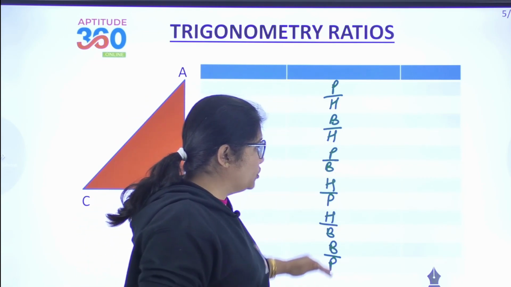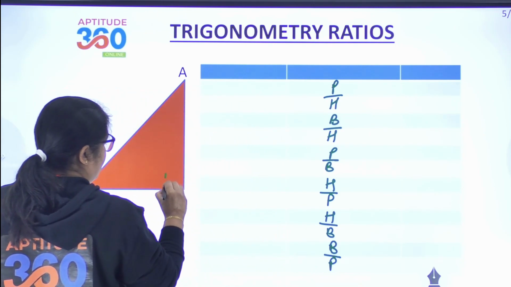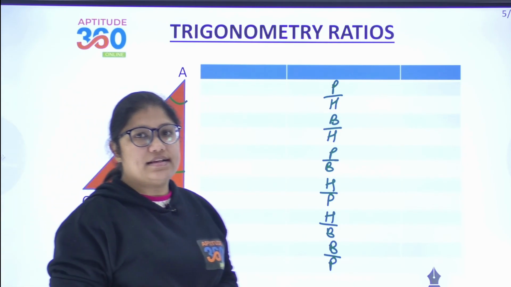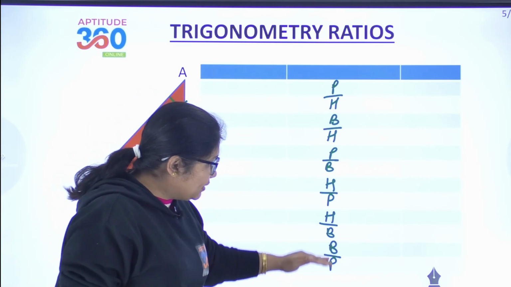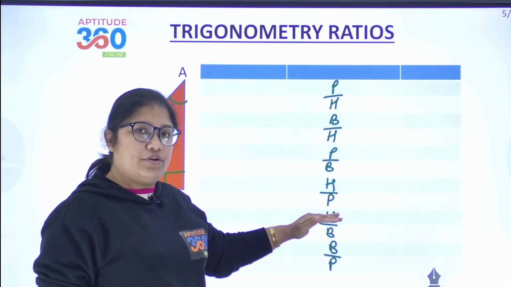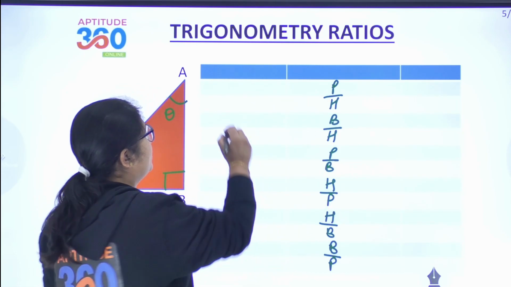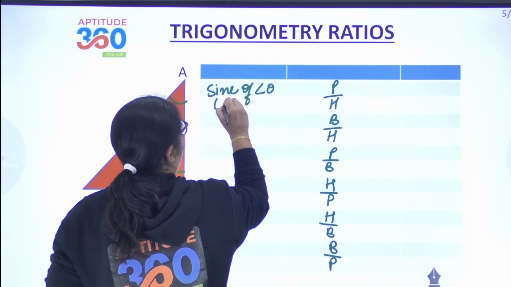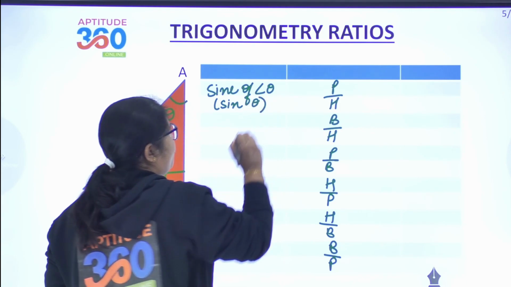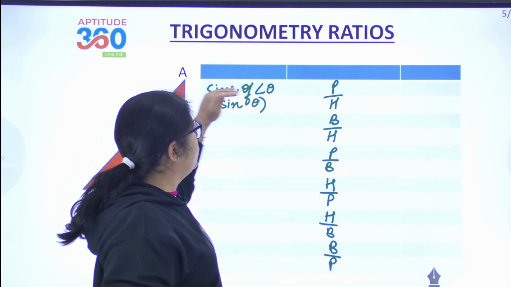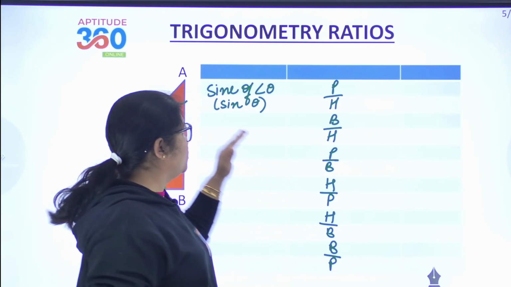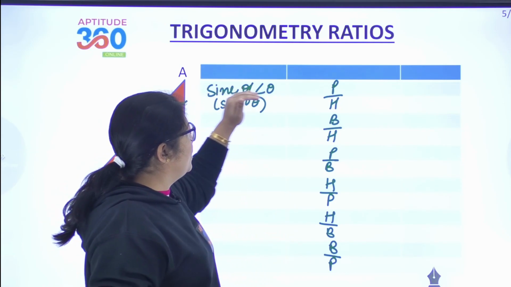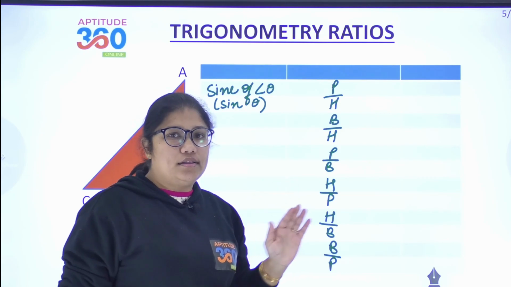Now, all these 6 ratios are with respect to some acute angle. Let it be angle A, and I am marking it as angle theta. Now, all the 6 ratios have certain trigonometric names, which is called sine of angle theta or sine theta. Now, friends, sine theta is just an abbreviation of sine of angle theta and not the product of sine and theta, right? Always remember that.